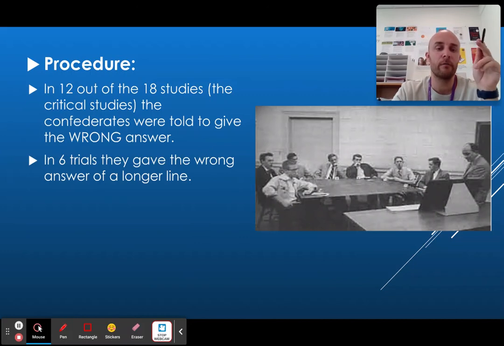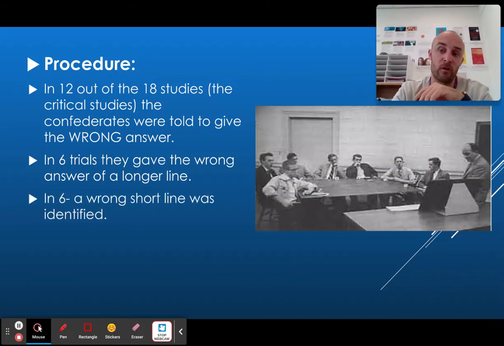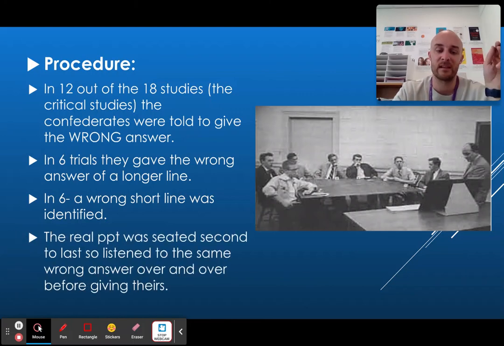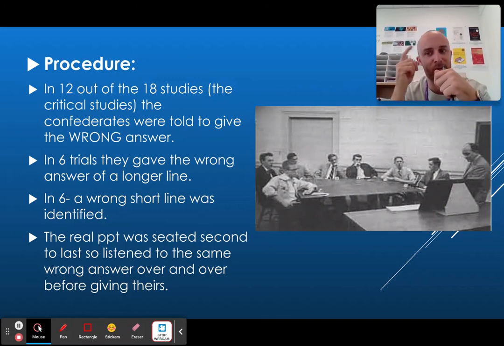But of those 12 trials, in 6 of the trials they gave the longer line, and in 6 of the trials they gave the shorter line. And then the other six trials, by the way, they gave the correct answer. So they would give the correct answer every now and again. Now think why. I think this is pretty clever psychology. If the participants get every answer wrong, the actual participant is probably going to cotton on to the fact that he is part of an experiment here and that everyone around him is in on the experiment. So what they do is they just throw him a right answer every now and again.